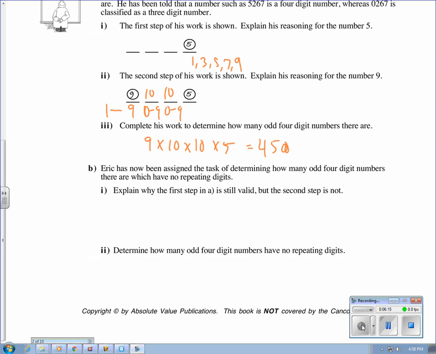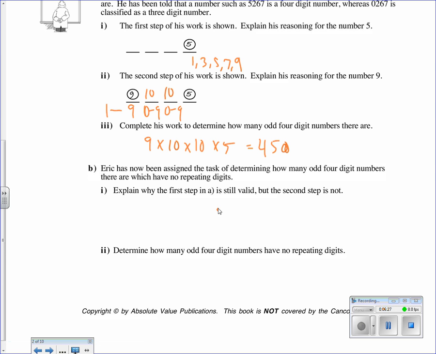Now what happens if Eric has to deal with no repeating digits? Some of the first statements are still true. I still have 5 possibilities for my last one. So those are the numbers 1, 3, 5, 7, and 9. But now I have a problem with that first position. In that first position, I am no longer able to duplicate one of those. So instead of having 9 different choices for the first position, I actually have 8 different choices.